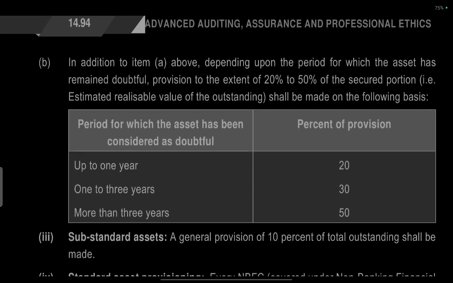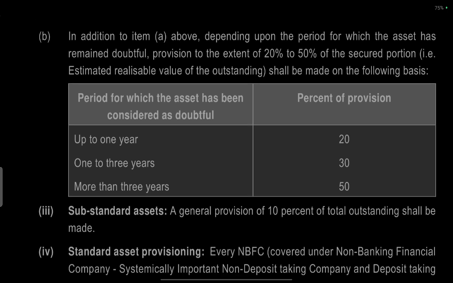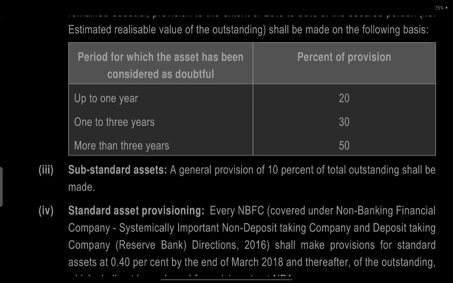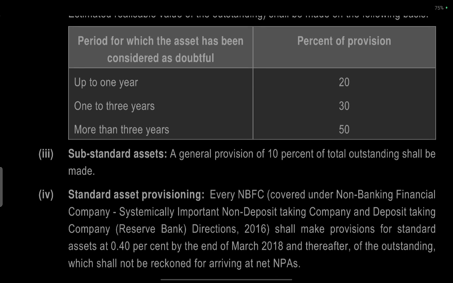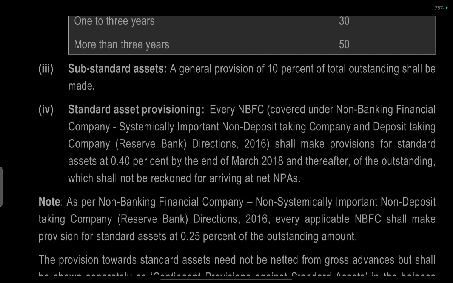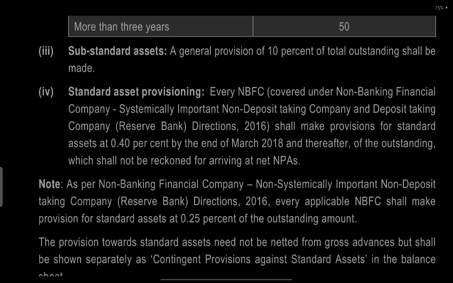In addition to the items above, depending upon the period for which the asset has remained doubtful, provision of 20%, 30% or 50% on the secured portion, estimated at realizable value, shall be made on the following basis. Period for which the asset is considered doubtful: up to 1 year, 20%; 1 to 3 years, 30%; more than 3 years, 50%. Sub-standard assets: a general provision of 10% of the total outstanding shall be made.